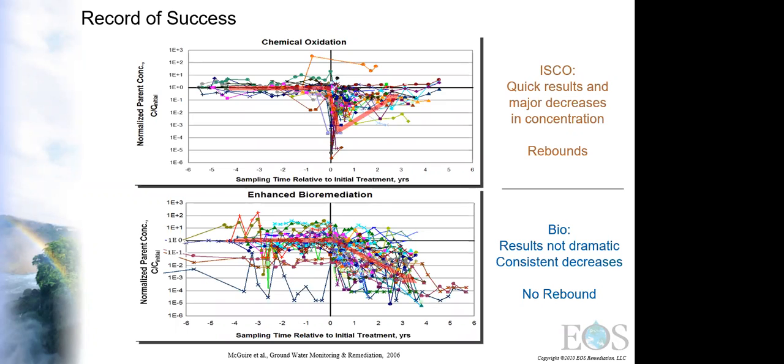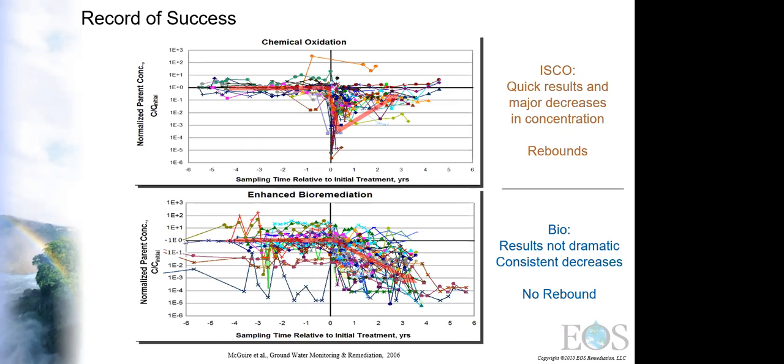And here what I'm showing is chemical oxidation. Each one of these lines on both of these graphs is an individual site. And basically what you're looking at is how it responded, how much of the parent compound was degraded with time. And you can see that ISCO had very dramatic decreases initially, but a lot of those sites ended up rebounding. And that's kind of a fatal flaw in chemical oxidation. It does work great, it's a good technology, but it has its flaws in that you get rebound.